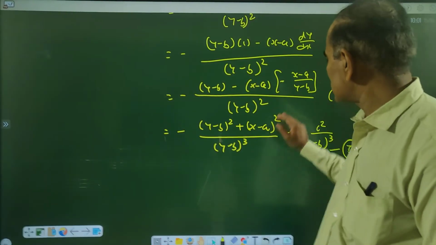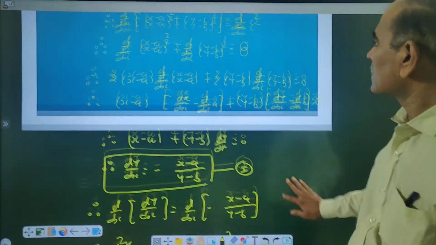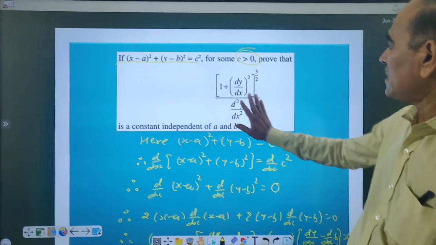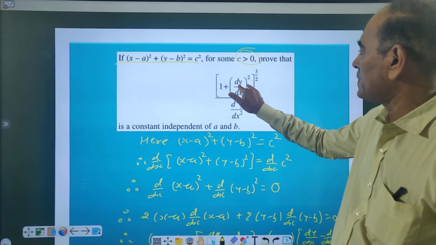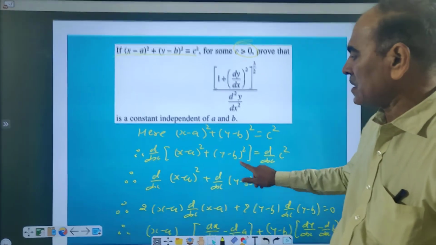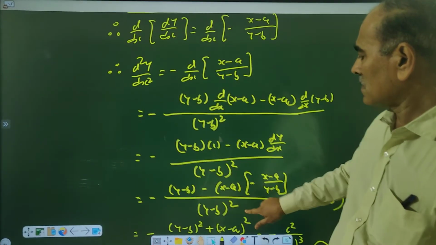Now what do we want to see? Prove that this one is constant. So this thing is completed. Let us complete 1 plus dy by dx whole square raised to 3 by 2 separately. Calculate it.